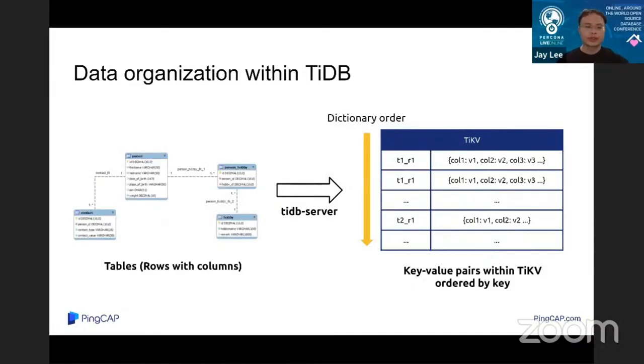Before introducing the replication, let me explain how data is organized. TiDB assigns each table and each row an implicit number and combines the table number and the row number into a unique key. The row content is the value. So the data of a table is sorted in dictionary order, and each table doesn't overlap with the others.